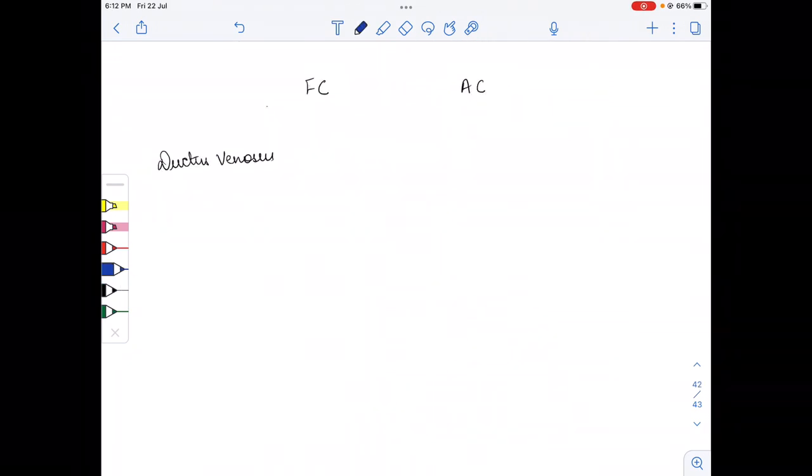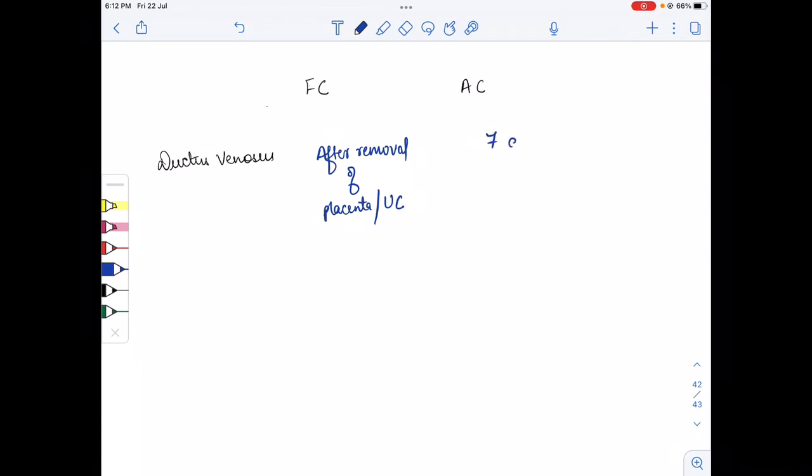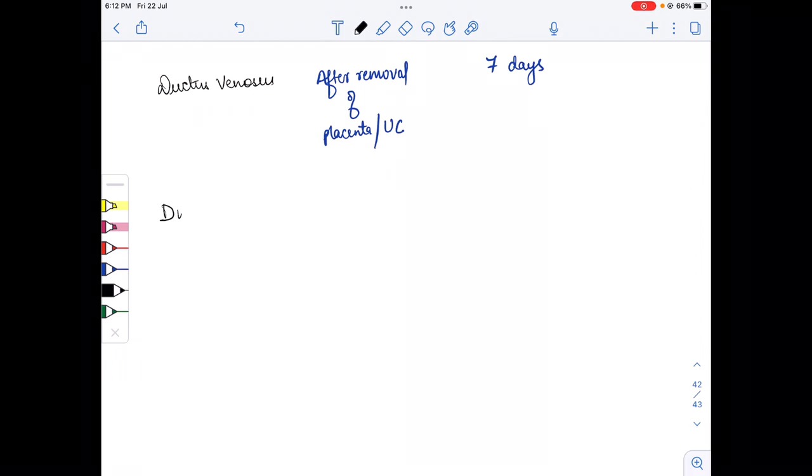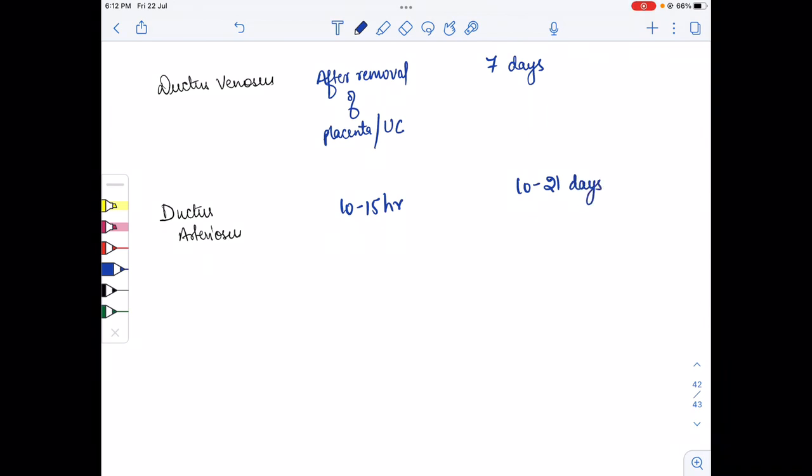So the ductus venosus, as we remove the placenta or the umbilical cord, there is the functional closure of the ductus venosus, and anatomical closure is after 7 days. After the ductus venosus we have the ductus arteriosus. In the ductus arteriosus the closure will be 10 to 15 hours. This is the functional closure, and 10 to 21 days is the anatomical closure.